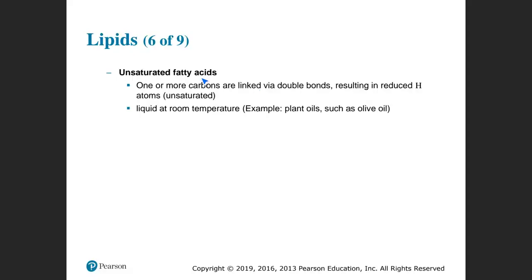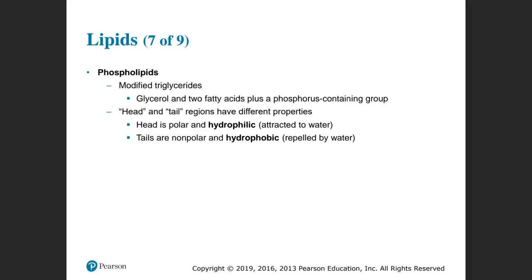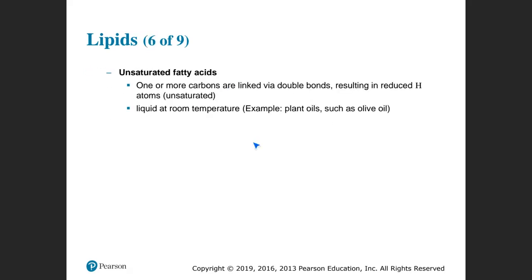And just to give you an idea of what that looks like, we don't see any double bonds there. With an unsaturated fatty acid, however, you have one or more carbons that are linked together with some double bonds. And so it creates this kinked structure. And I removed that picture, but these are liquid at room temperature. And so that includes things like plant oils, like olive oil, and that sort of thing.